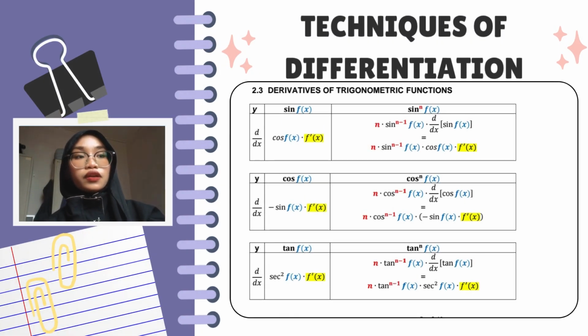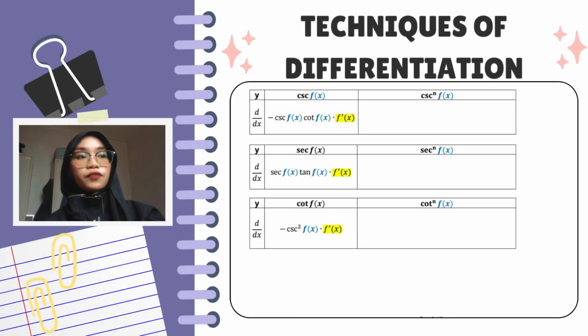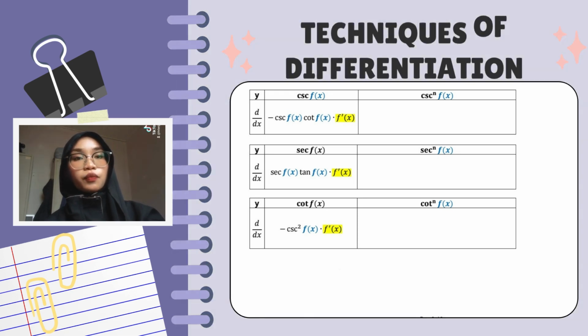Sin f(x) will be cos f(x) multiplied by f'(x). Next, cos f(x) is negative sin f(x) multiplied by f'(x). Then, tan f(x) will be secant squared f(x) multiplied by f'(x). Cosecant f(x) would be negative cosecant f(x) cot f(x) multiplied by f'(x). Then, secant f(x) would be secant f(x) tan f(x) multiplied by f'(x). And for the last one, cot f(x) would be negative cosecant squared f(x) multiplied by f'(x).